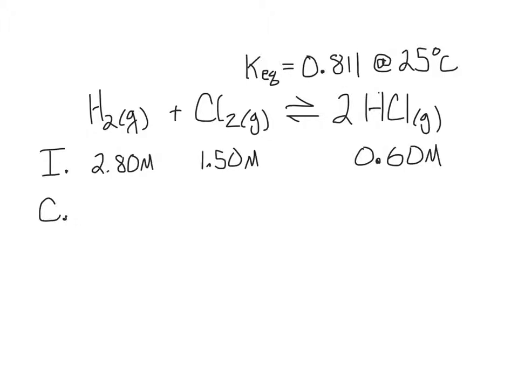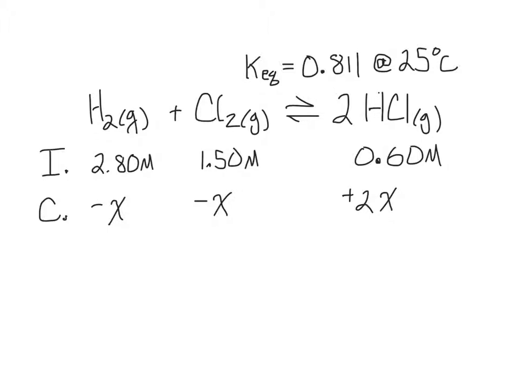For hydrogen gas, we would lose 1x, so we'll define the change variable to be minus 1x. For chlorine, it would be minus 1x as well. And for HCl gas, it would be plus 2x. Notice I'm simply using the stoichiometric coefficients for the reactants and products in front of the change variable.